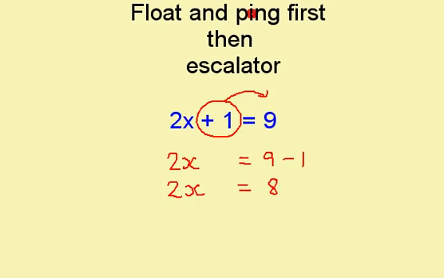Now I've done my float and ping, I need to do escalator. The 2 is going to go down the escalator. So I've got x equals 8 over 2. And if I work that out, 8 divided by 2 is 4.